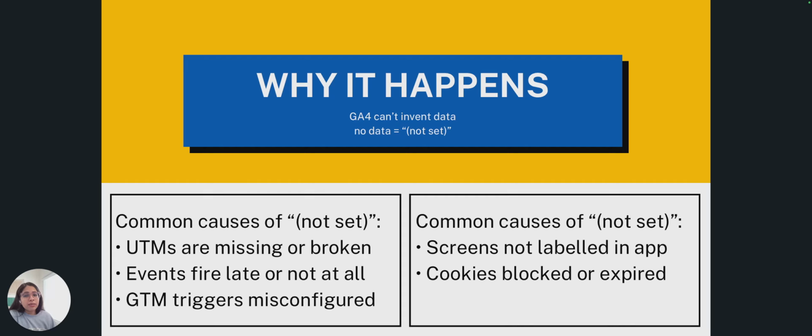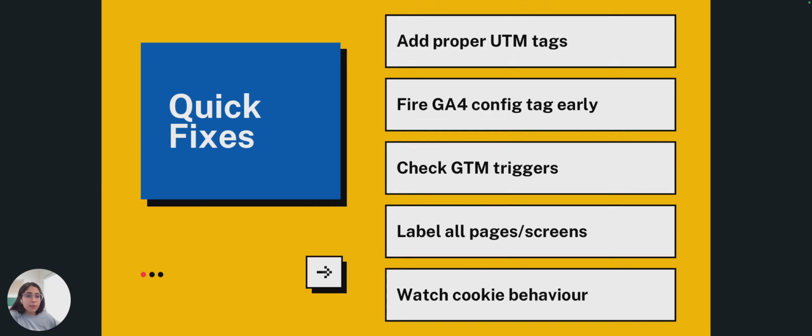Circling back to the issue at hand, let's understand why you see NOTSET. It's usually one of these few reasons. Your UTMs are missing or not passed correctly. You probably have events that are firing too late or sometimes not firing at all. Or it might be your GTM triggers are misfiring or are misconfigured. It might be your screens in your apps aren't labeled properly. Or cookies are being blocked or expiring before GA4 can stitch together the session. The key thing to remember is that GA4 can't make up values. If the data doesn't arrive in time or doesn't arrive at all, you will see not set instead.